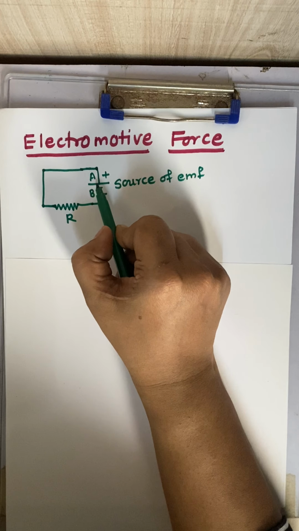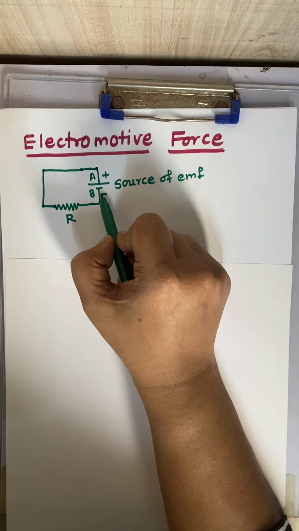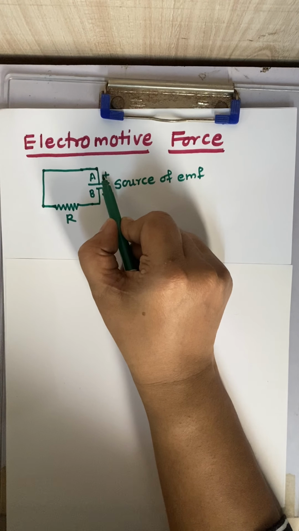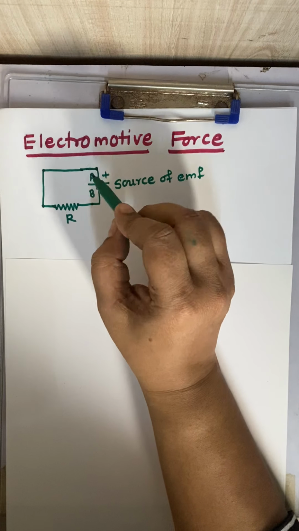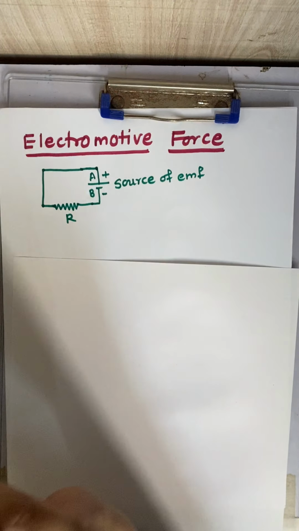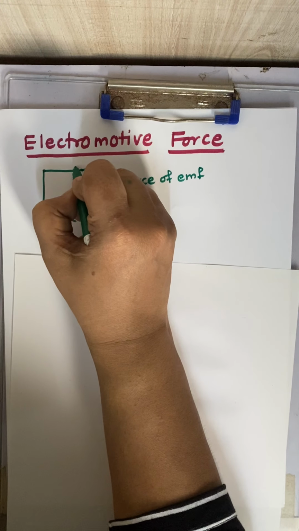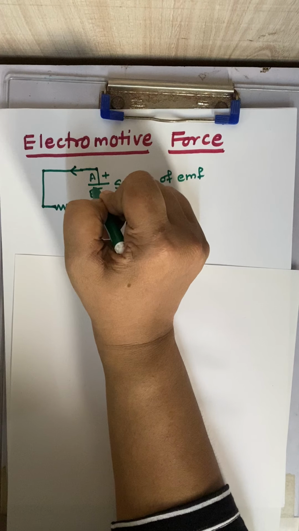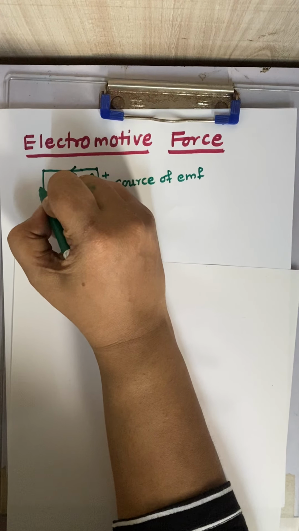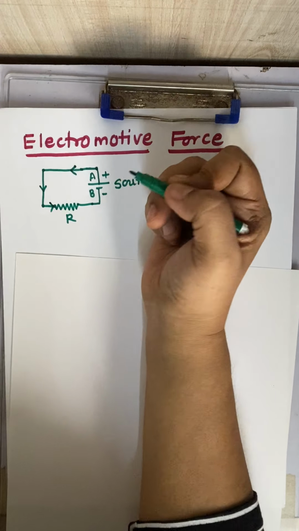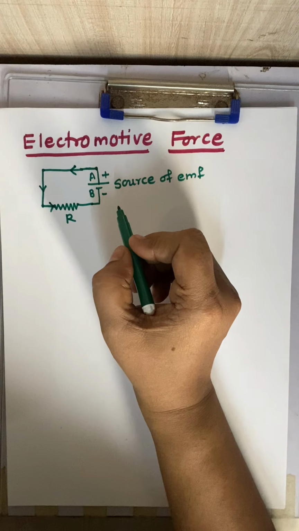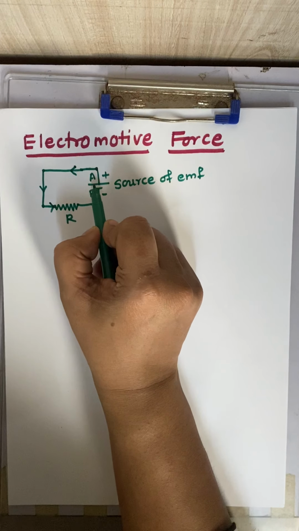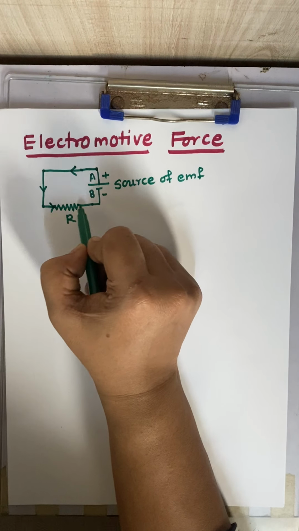Suppose in the same circuit we have a source or a battery connected, and this is the battery's positive terminal, this is the battery's negative terminal. That means A is maintained at the high potential, B is maintained at the lower potential. According to the conventional flow of charge, the positive charge will move from plus to minus, that is from A to B terminal. So the current flows through the circuit in this diagram from A to B. That is, the positive charge flows spontaneously from A to B in the direction of the electric field, because the direction of the electric field is also from positive to negative.